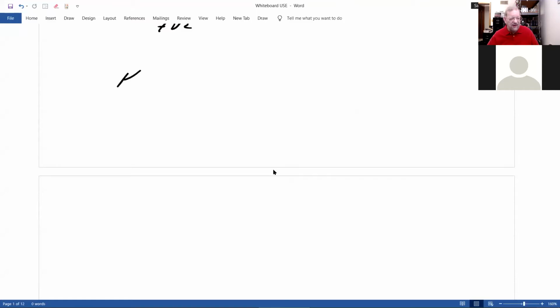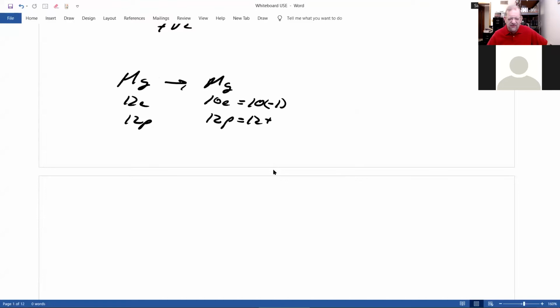And we have magnesium at 12 electrons, 12 protons. It wants to go to magnesium with 10 electrons, but you never lose protons, at least in chemical reactions. I've never done it in a reaction. And remember, each electron is a -1. Each proton is a +1. Do the math, -10 plus 12, add it up, and you get +2.